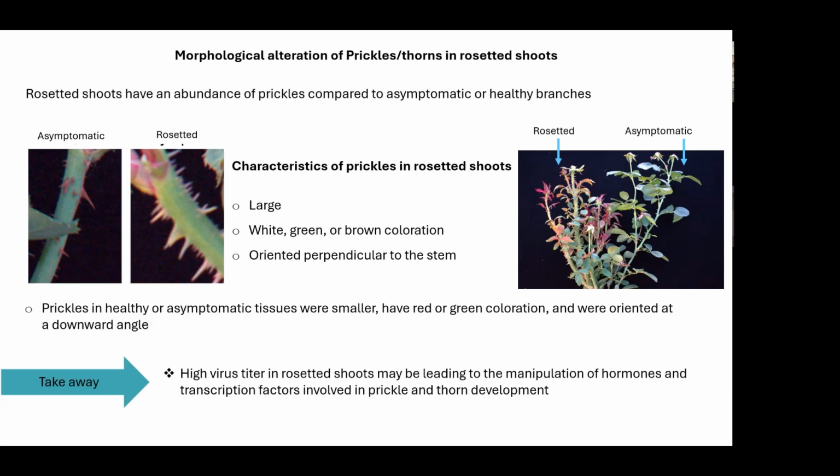When you look at the prickles in healthy and asymptomatic tissues, they were smaller, as you can see here, with red or green coloration, oriented at a downward angle. So the takeaway from this slide is that the high virus data in certain tissues may be leading to manipulation of hormones and transcription factors involved in prickle and thorn development.